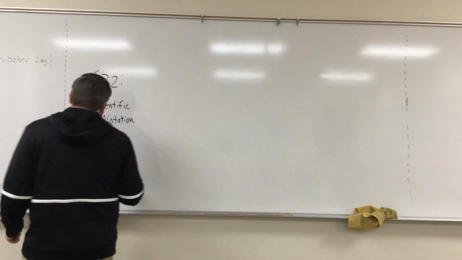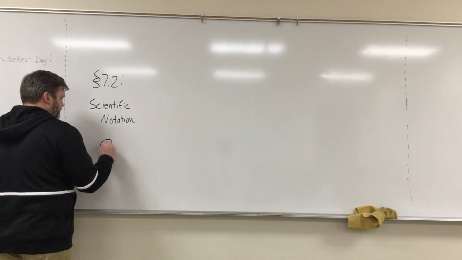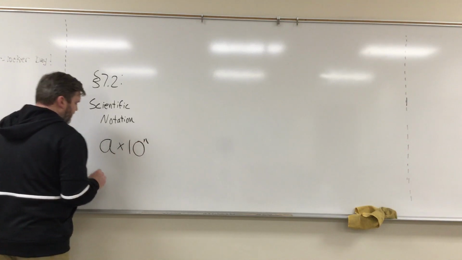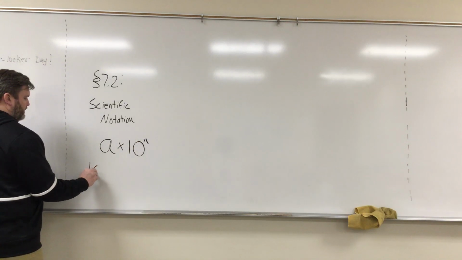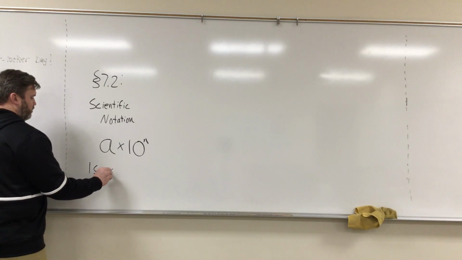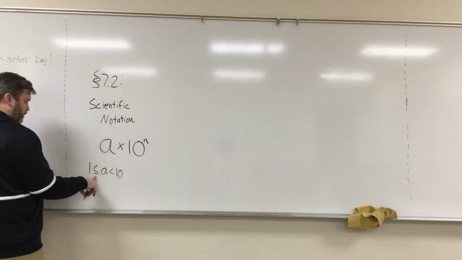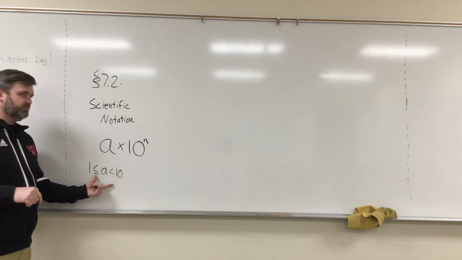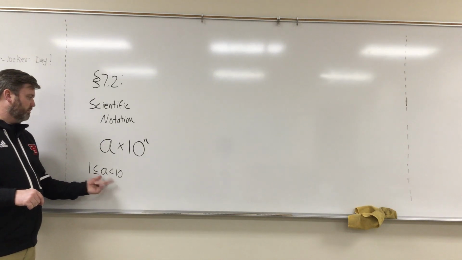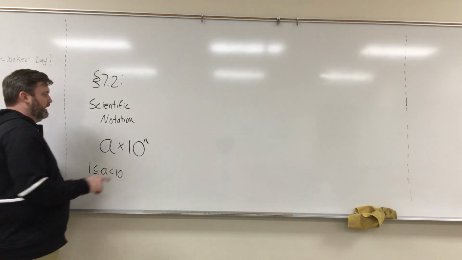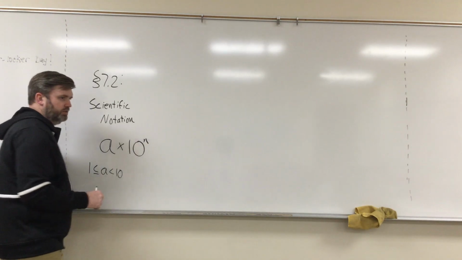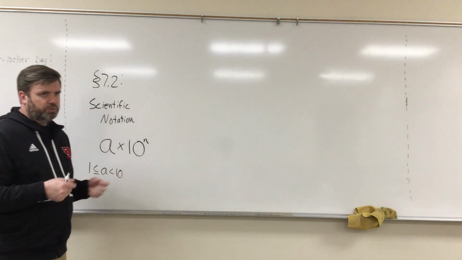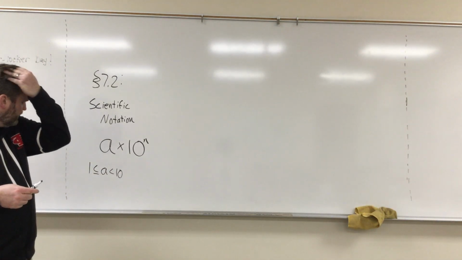Scientific notation in general is a times 10 to the n. A has to be between 1 and 10. It can equal 1, but it cannot equal 10. Little throwback to chapter 3 there, where we dealt with compound inequalities. N has to be an integer. -3, -2, -1, 0, 1, 2, 3, any of that kind of stuff, okay?